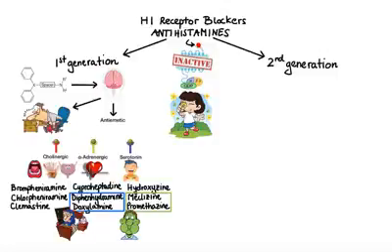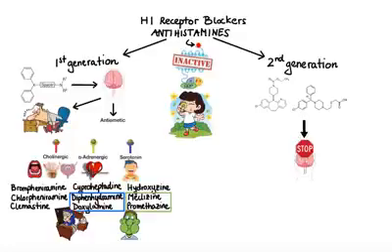Now, let's move on to the second generation H1 antihistamines. So, unlike the first generation, second generation agents have bulkier and less lipophilic structure. Therefore, they do not cross the blood-brain barrier as readily. Furthermore, they are much more selective for the peripheral H1 receptors involved in allergies as opposed to the H1 receptors in the central nervous system. As a result, second-generation drugs provide the same allergy symptom relief but with less side effects such as sedation.